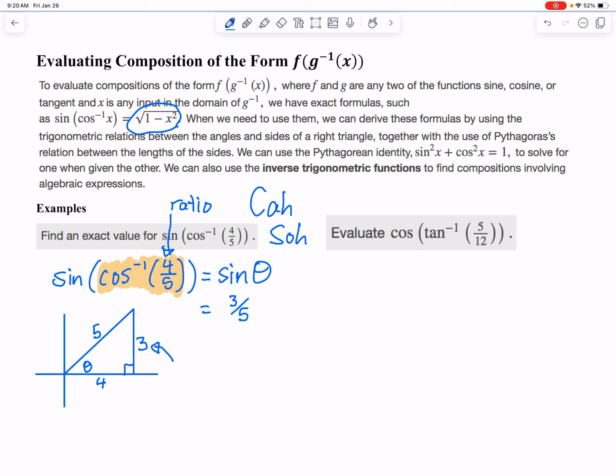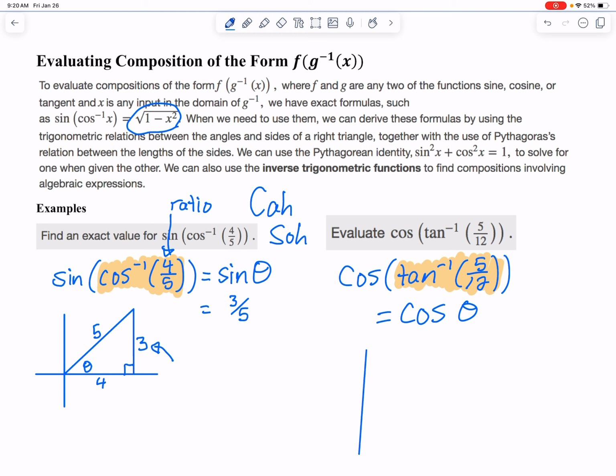All right, let's look at the second one. I've got cosine of inverse tangent of 5 over 12. We're going to focus on the inside first. So this inverse tangent is going to give me an angle, so I know this is going to be equal to cosine theta. So let's draw it. 5 over 12 for tangent is positive, so that's going to be in quadrant 1. So I draw my triangle, best I can. It's kind of hard to get straight on here sometimes. So here's my triangle, here's theta.